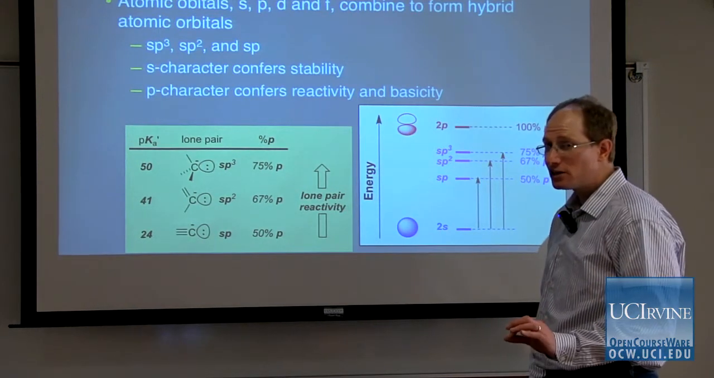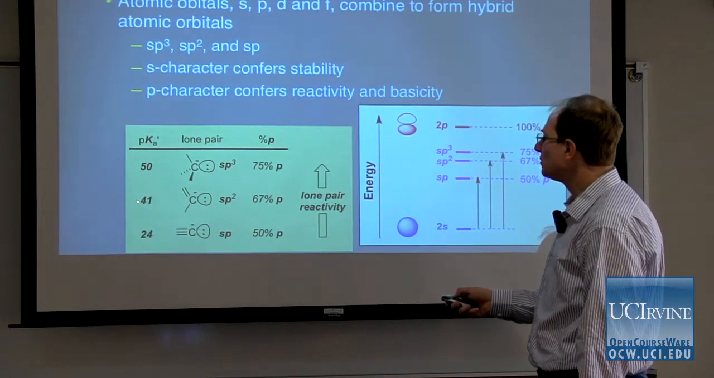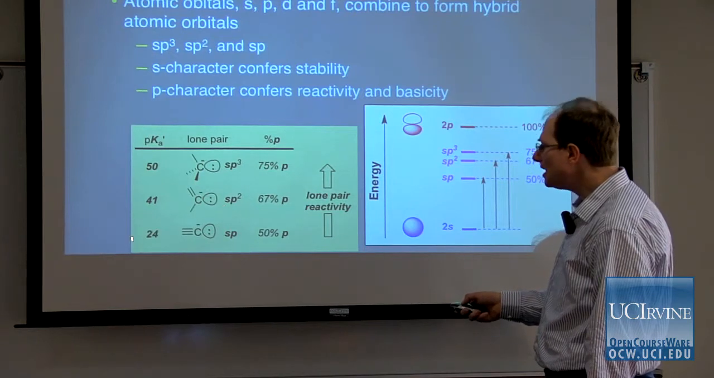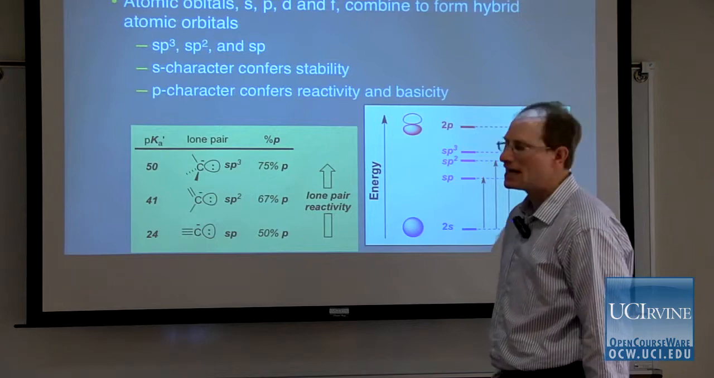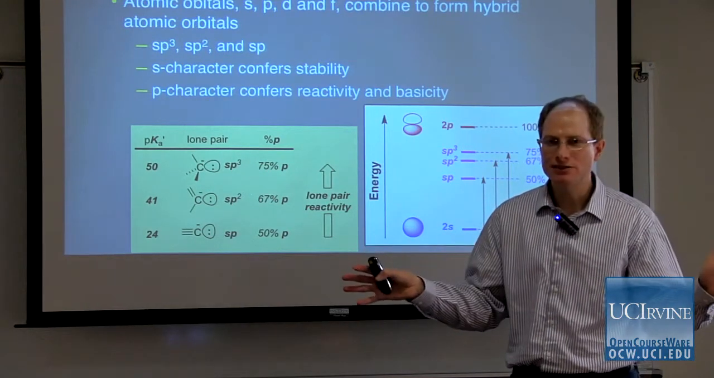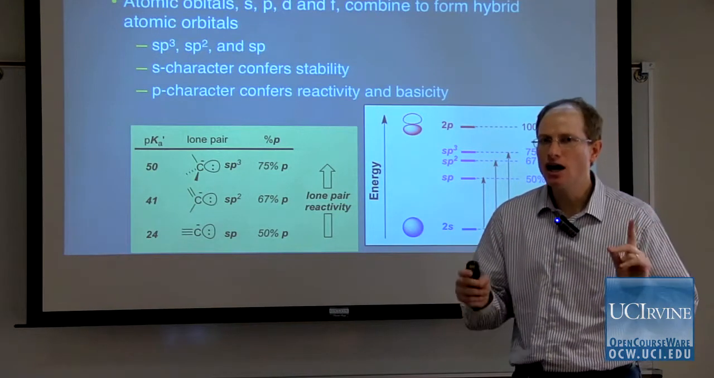The difference here is truly dramatic. The pKa is only 41 in the case of the sp2 hybridized orbital, and then it's way down at 24 in the sp hybridized orbital. This is an enormous difference. Remember, pKa's are a log scale.